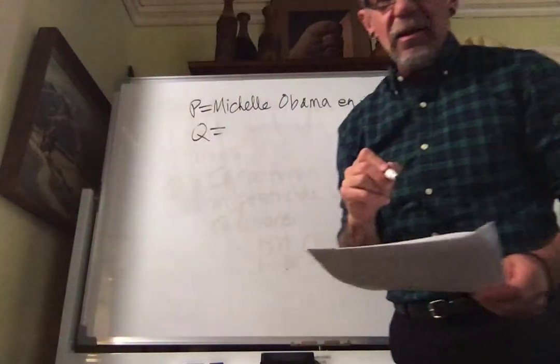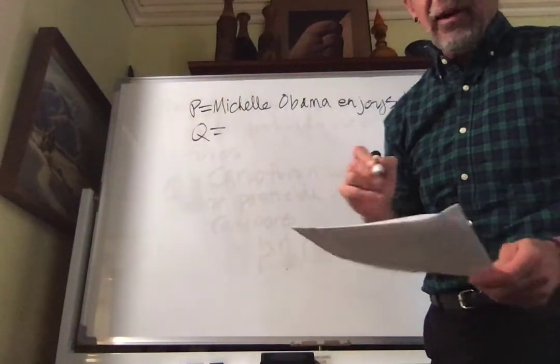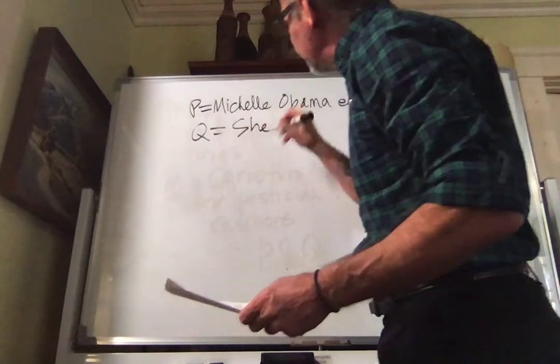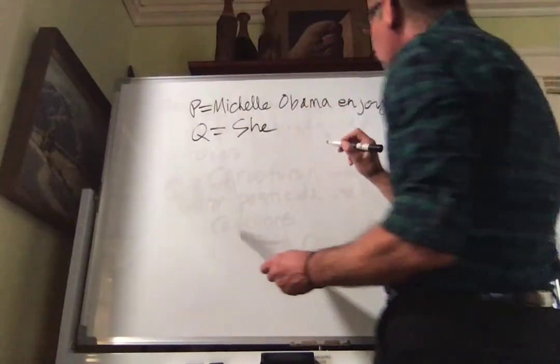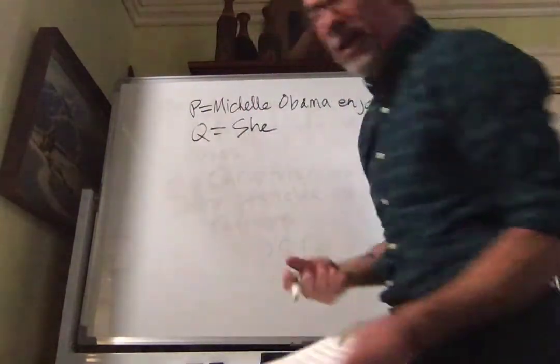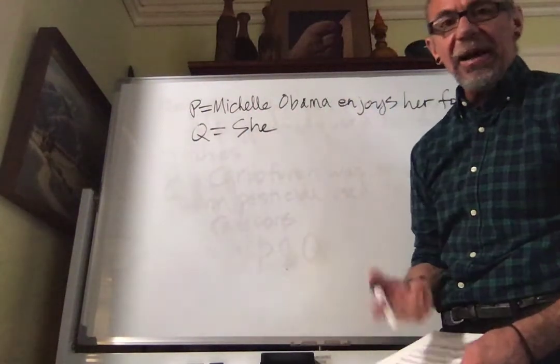Now when I get to the assignment for Q, if I begin this with the pronoun she, well, there's only one person to whom she could refer, namely Michelle Obama. So that's why it's okay to use she instead of repeating her name. It's also okay to repeat her name if you want.